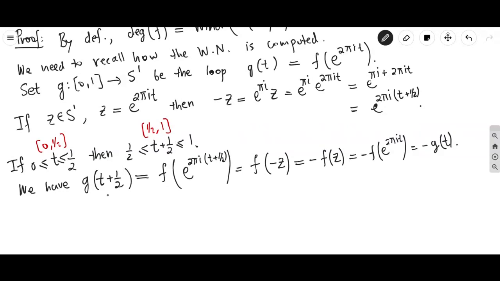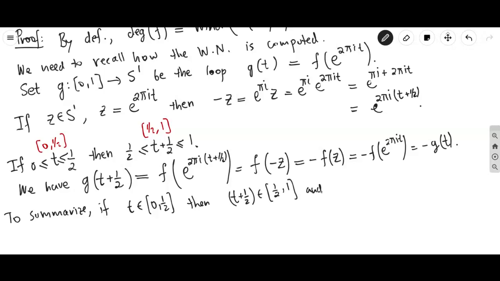So to summarize, if you pick some value t in the interval from 0 to 1/2, then t plus 1/2 will of course be in the other interval from 1/2 to 1, and g of t plus 1/2 would give us negative g of t. So this is the anti-symmetry property.